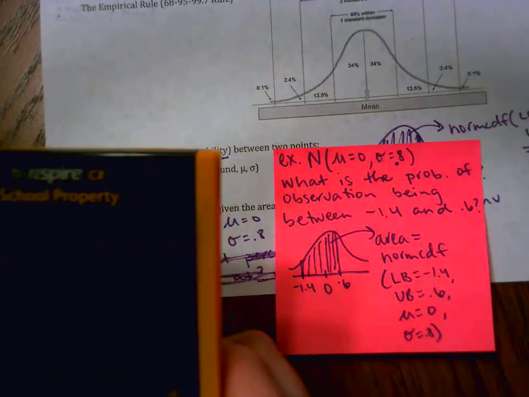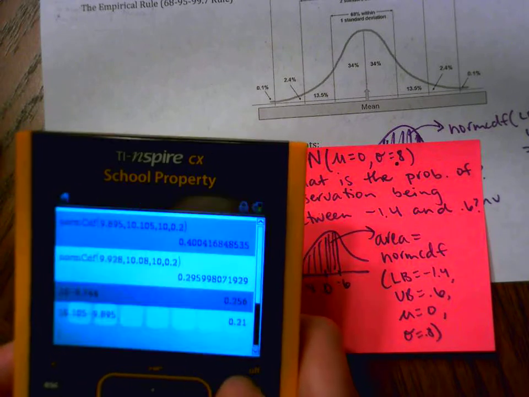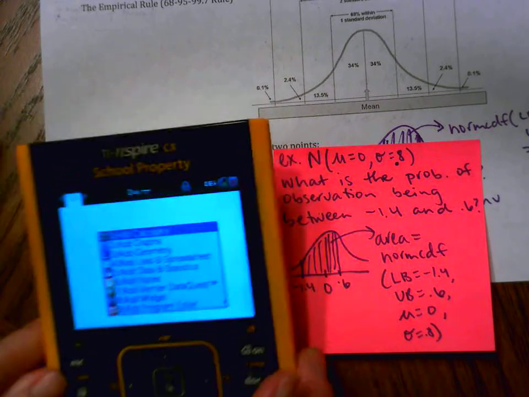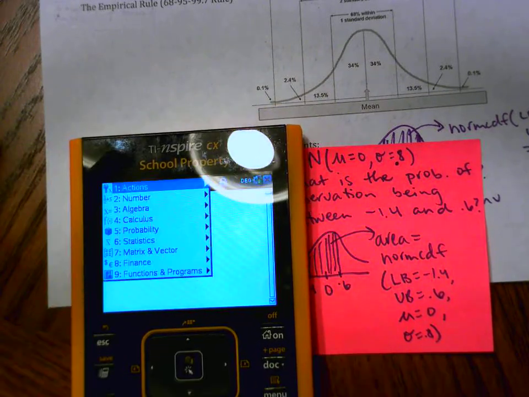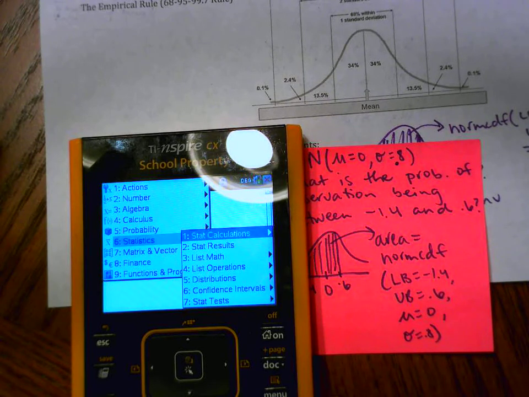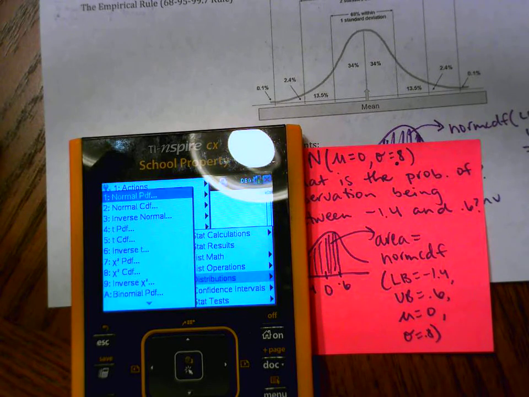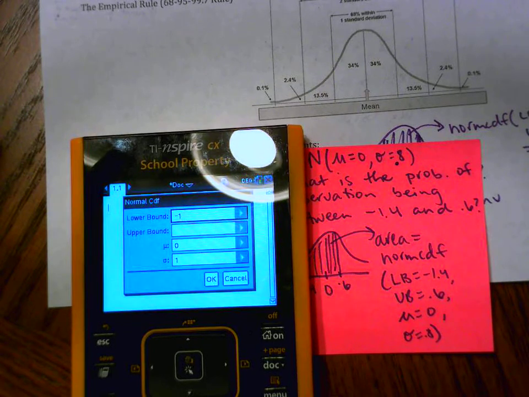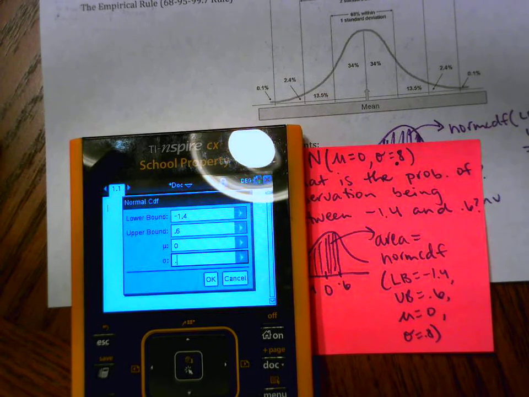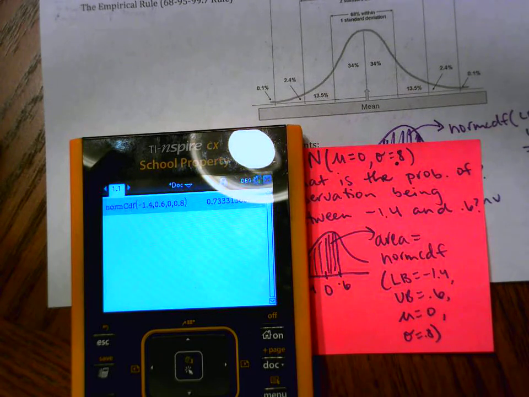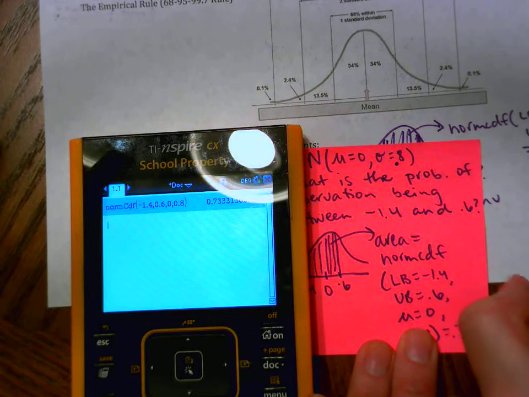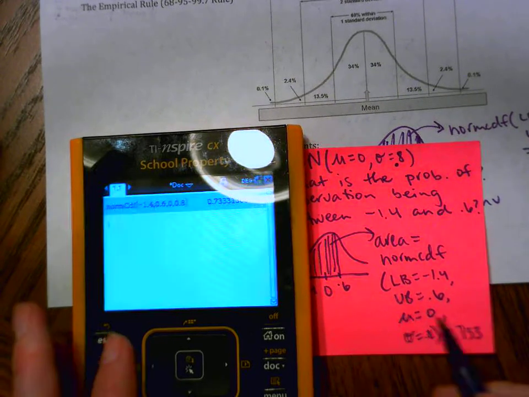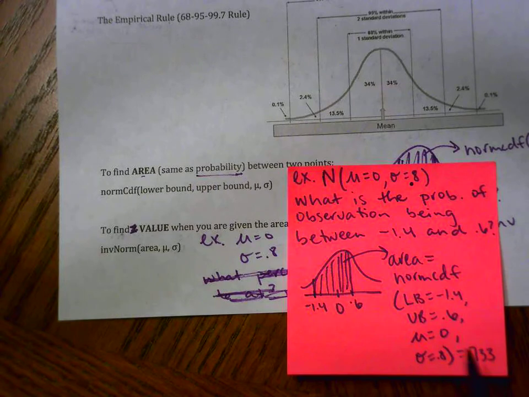If you need a review of where that is, you would go to Menu, Statistics, Distributions, and then normal CDF is 2, and you would type in your information. And that gives you 0.733. So the probability of being between those observations is 0.733.